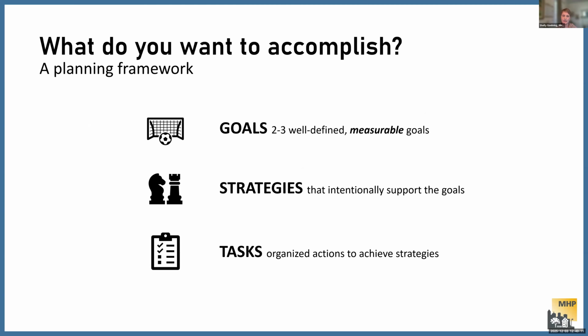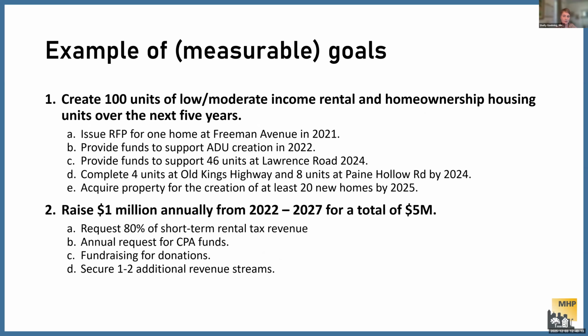This is an example of one community a few years ago, a small community that created 2 measurable goals. Their trust decided that there are 2 key things that they're going to work on. One, create 100 units of low, moderate income rental and homeownership housing over the next 5 years. So for this small community, that's a little bit ambitious.